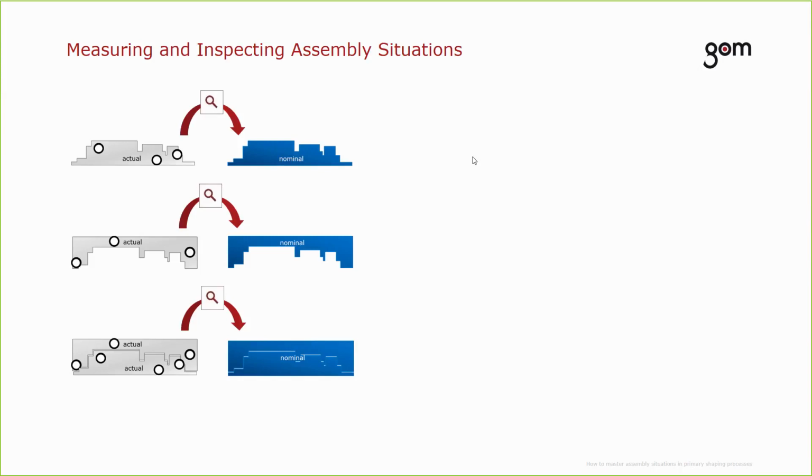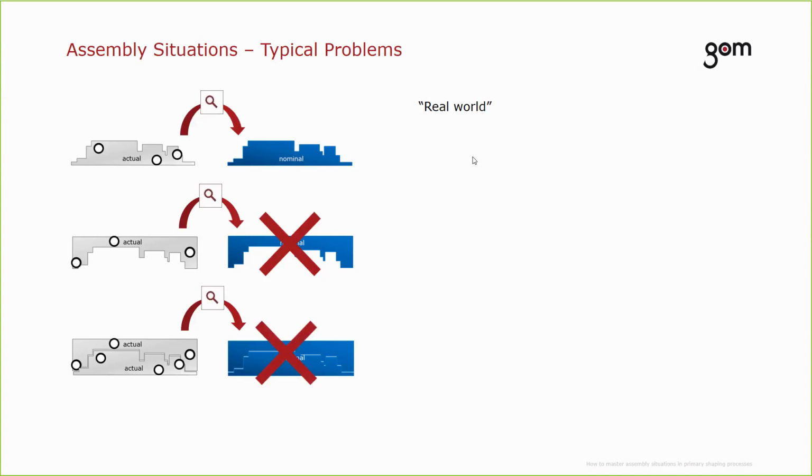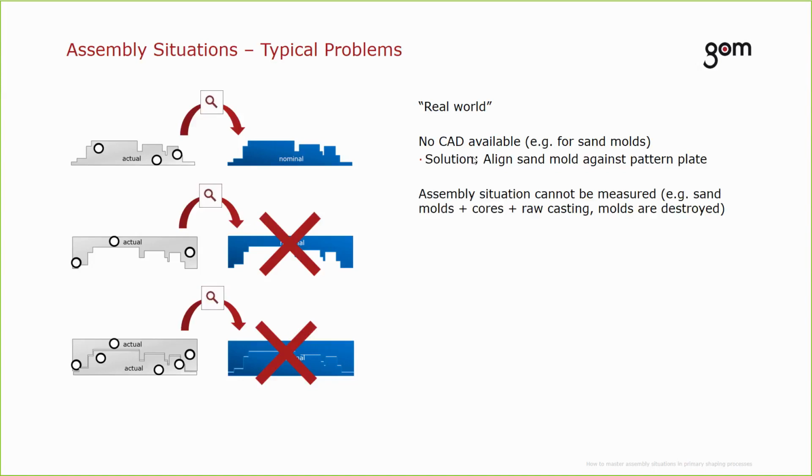Why do we need the part projects then? The answer is because the workflow described above is not the real world. In the real world, you are facing different problems. One problem is that you don't have the CAD for some parts and thus have no CAD for the assembly. This is the case, for example, for the sand molds in our sand casting process. So how do you assess the quality of the sand mold or of the assembly situation then? A solution could be to use an interpart alignment of the sand mold against its tool, namely the pattern plate, and inspect it.